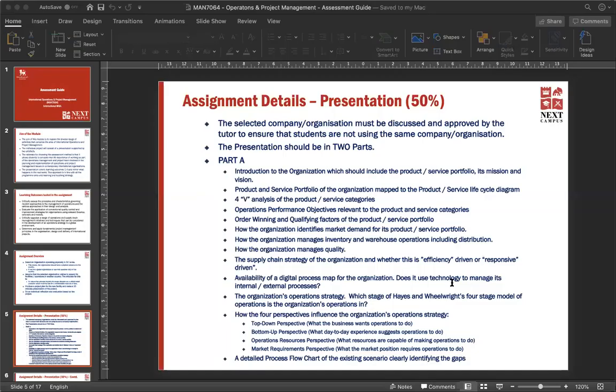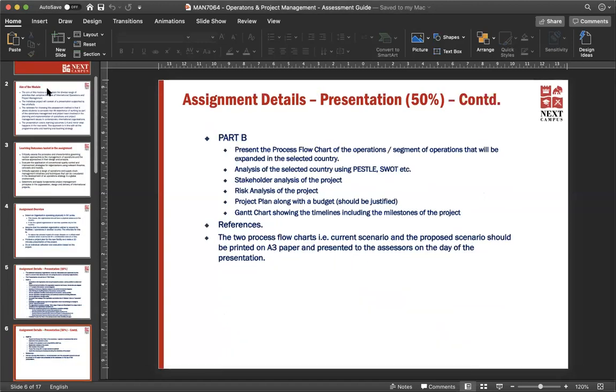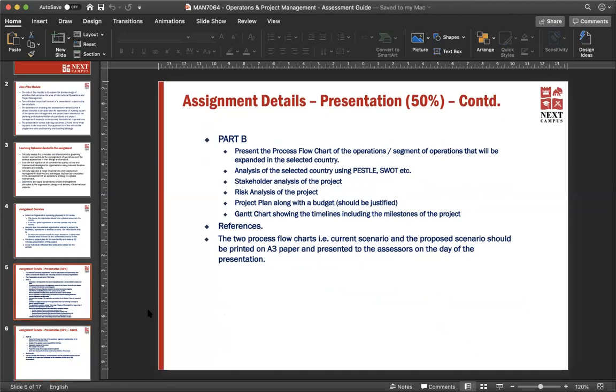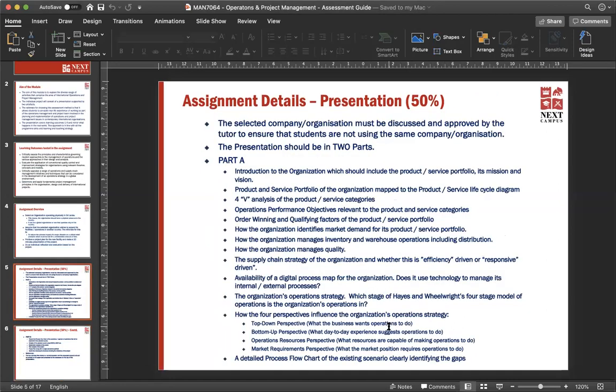Can you see my presentation now? The assignment details? Yes. Okay. So here you're talking about the operation strategy of the Hayes and Wheelwright's 4-stage model. Then the next one is how the 4 perspectives influence the organization's operation strategy. You know, there are 4 perspectives.